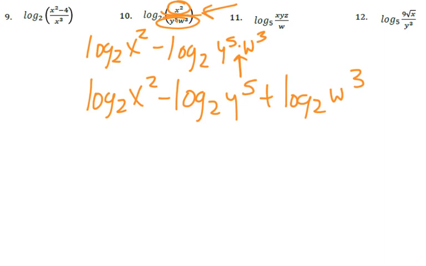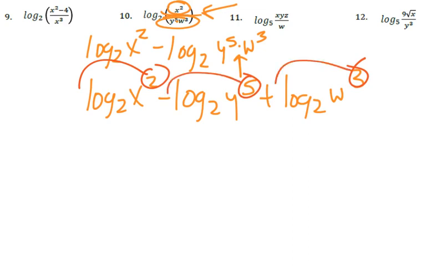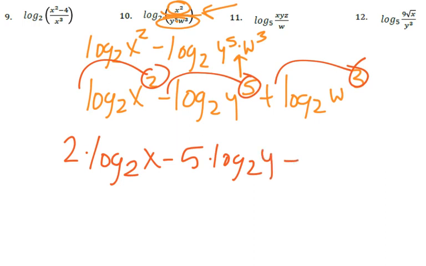Okay. Now we can apply the power rule and bring all these powers down in front, and we get 2 times log base 2 of x minus 5 times log base 2 of y plus 3 times log base 2 of w. And that's as simple as we can get it. And I know that doesn't look much more simple, but for what we want to use with this, it is.